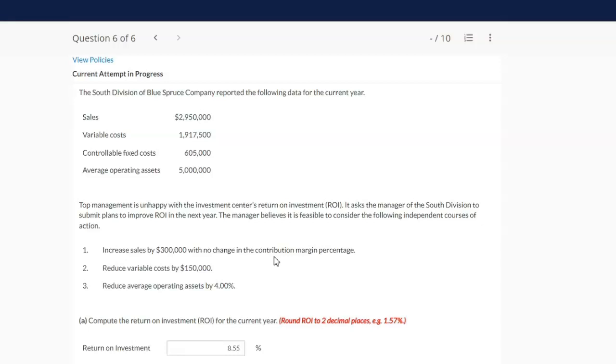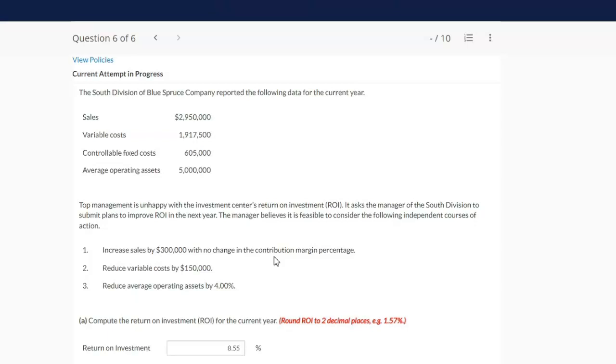Totally confusing. So the earlier contribution margin, I have to find. What's the contribution margin as it is now as a percentage of sales? For me, it's 1,032,500 as a percentage of 2,900,000. That is 35%. Keep that 35.